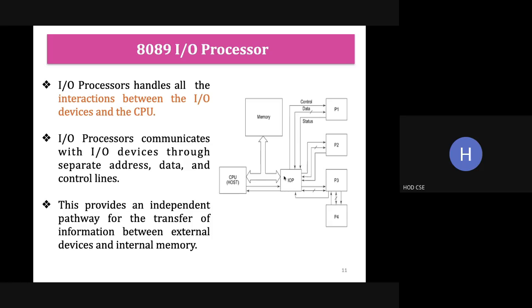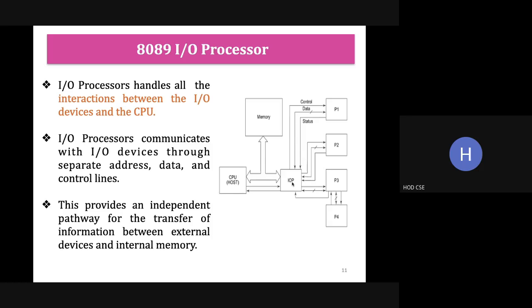See the diagram here. Here we have this IO processor, and all the devices are connected to it. The IO processor has its own system bus. It has its own address bus, data bus, and control bus. And this IO processor can communicate with the CPU and also the memory. It can do data transfer from memory to memory, memory to devices, and devices to memory. So all the data transfer can be performed by this IO processor. It is nothing but the same as DMA data transfer.